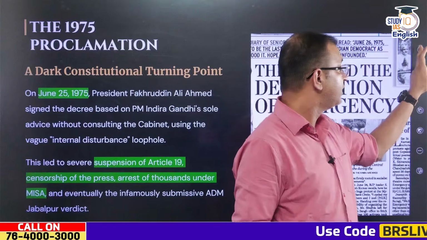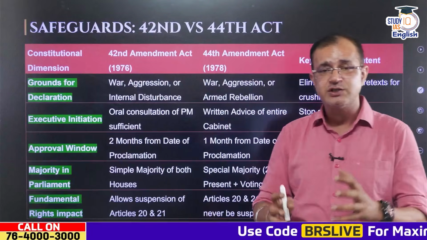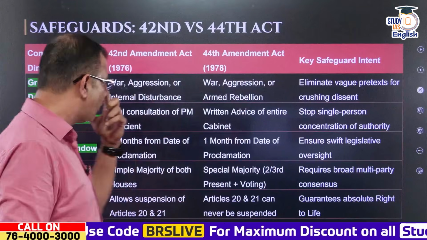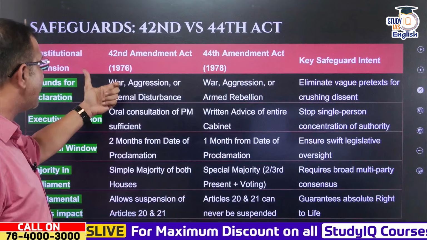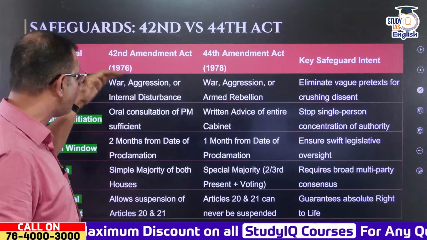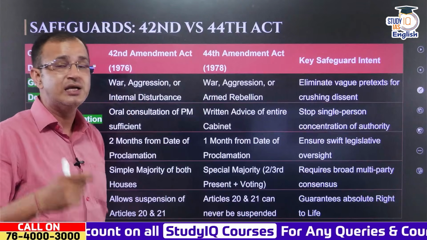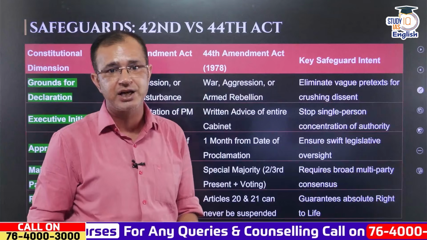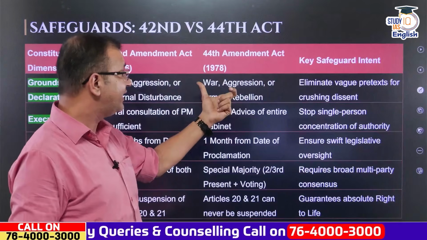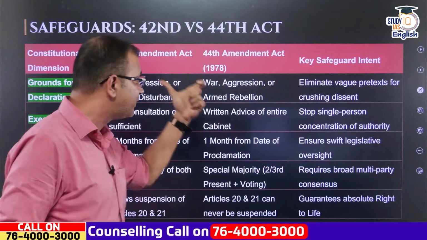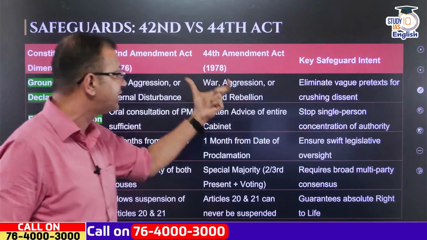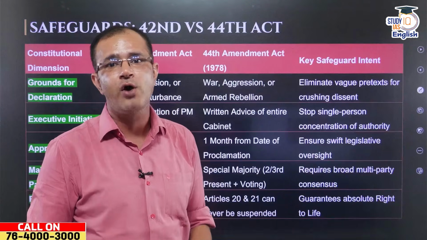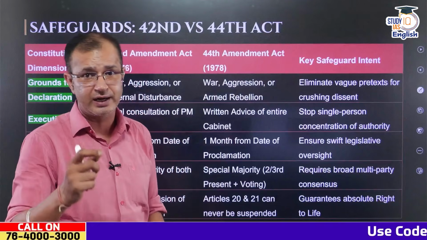And eventually the infamous, submissive ADM Jabalpur verdict was passed by the Supreme Court as well. Now, what are the safeguards which are there, and we can compare the 42nd and the 44th Amendment Act as well. Now, over here, before the 44th Amendment, war, aggression and internal disturbance were provided as the grounds for the imposition of the national emergency. But in 1978, the 44th Amendment Act was passed, which replaced internal disturbance with armed rebellion, and thereby eliminated the vague pretext for crushing dissent in the democracy.